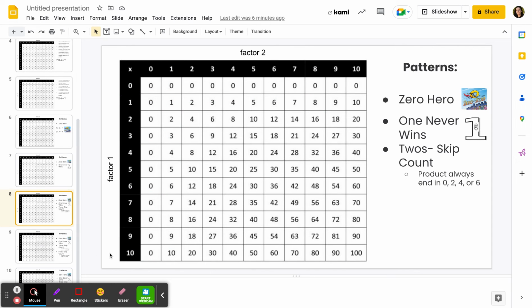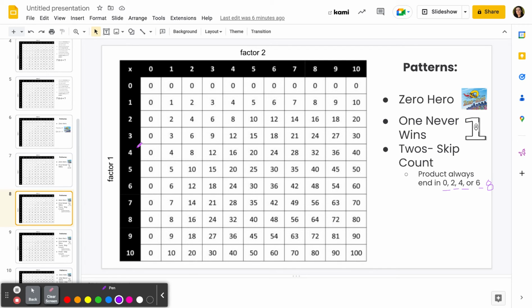We've been working on our 2's in class. And when we multiply by 2, we should notice that we are always going to have a 0, 2, 4, 6, or 8 in our 1's column for the product. Let's see what we mean here. And we can also, for 2's, use skip counting in our doubles to help us.